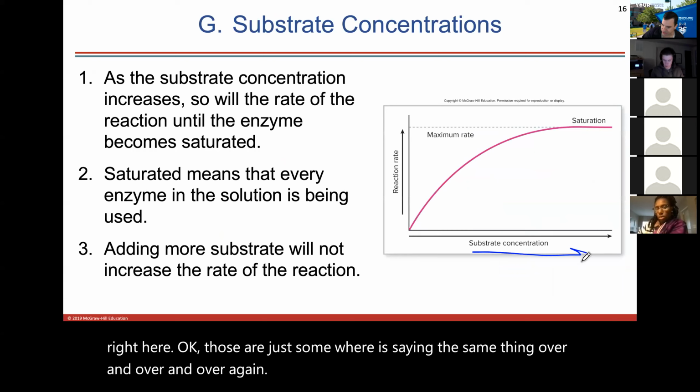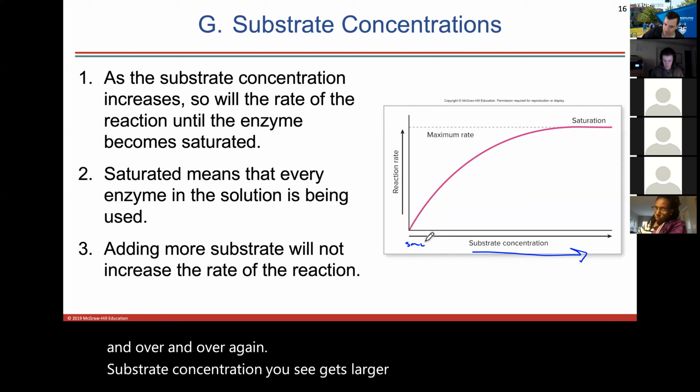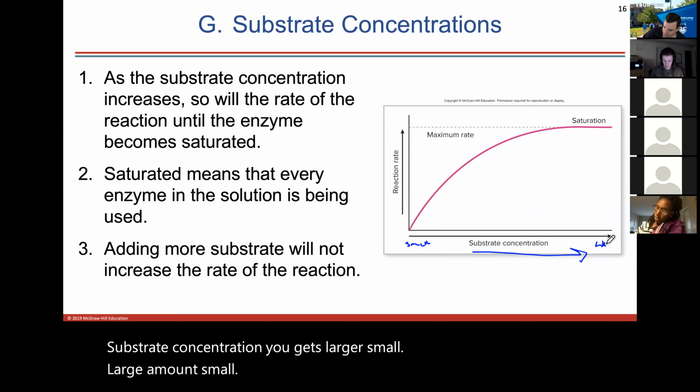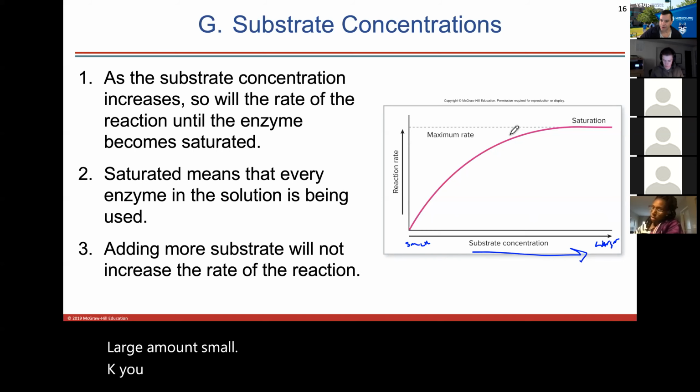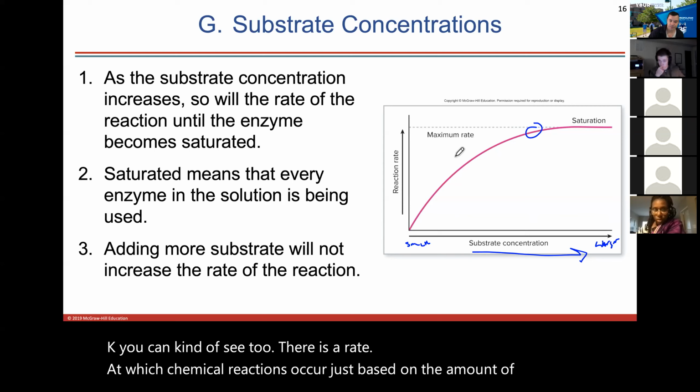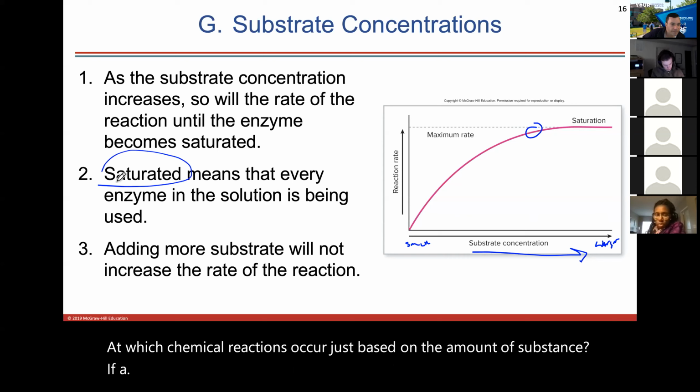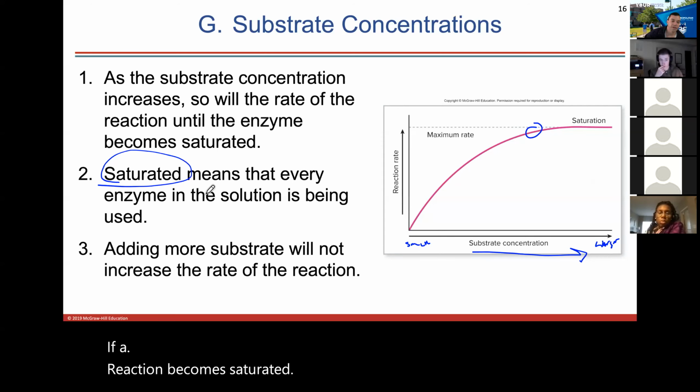Substrate concentration gets larger. Small, large amount. Small, larger. You can see there is a rate at which chemical reactions occur just based on the amount of substance. If a reaction becomes saturated, that tells you that no more chemical reactions occur.